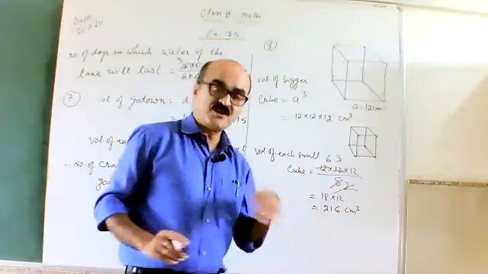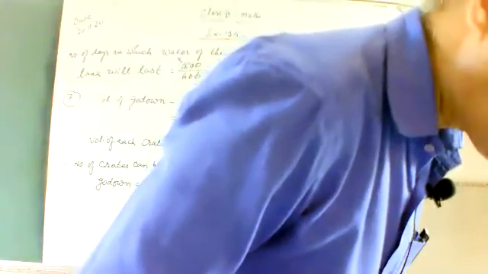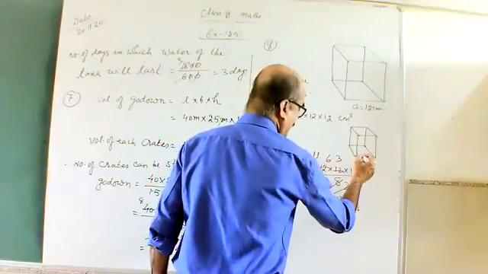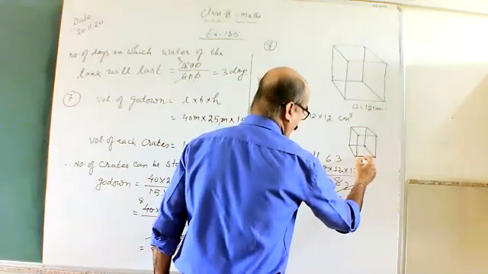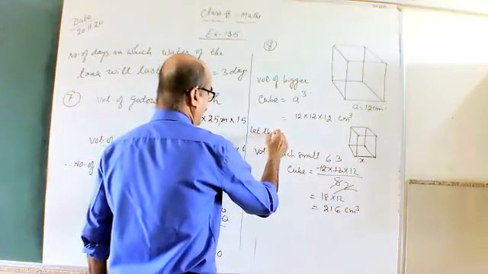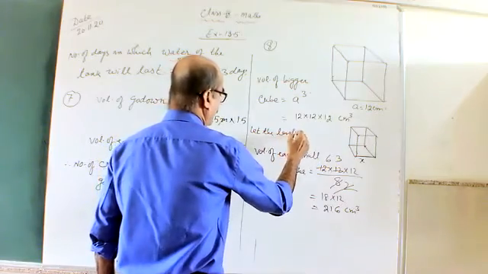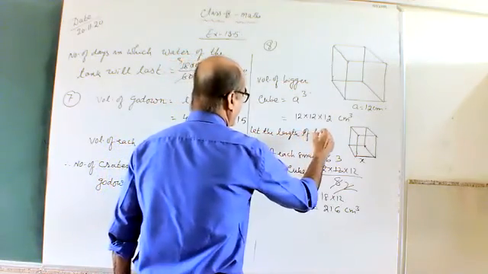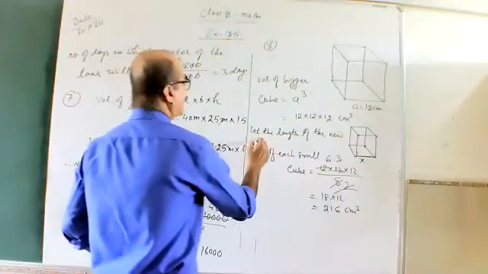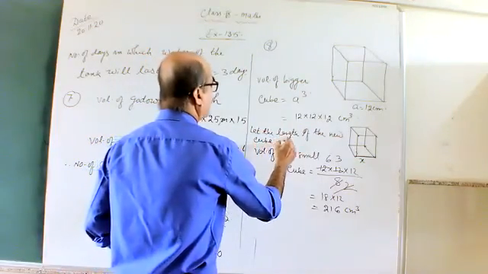Now you need to find the length of the side of the new cube. So suppose the length of this new cube is x. Assume here, let the length of the new cube be x centimeter.